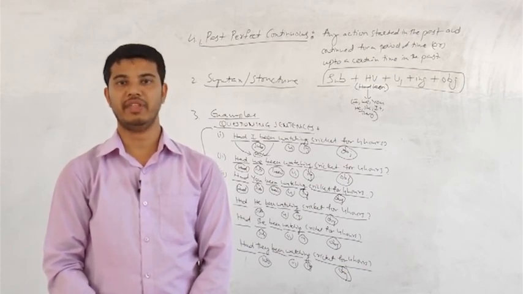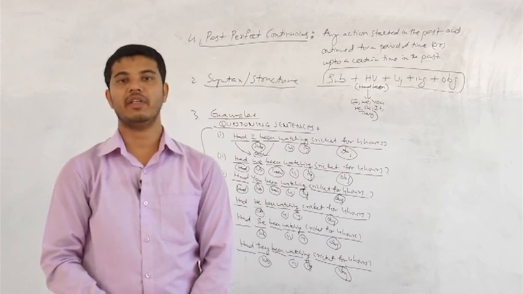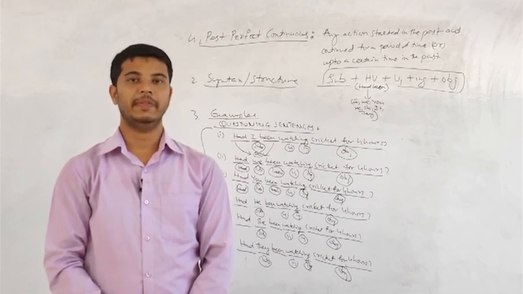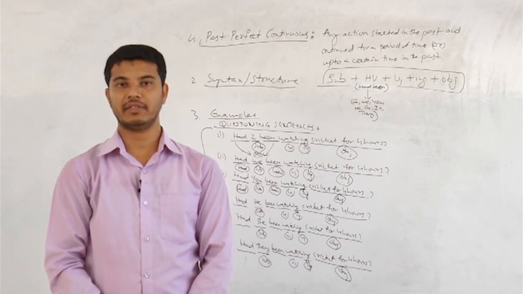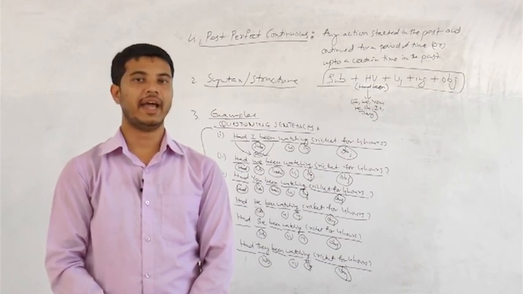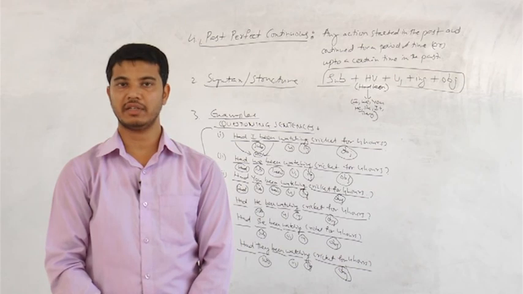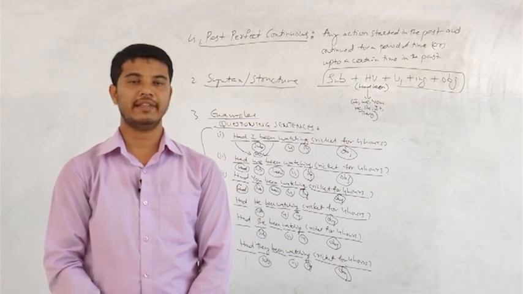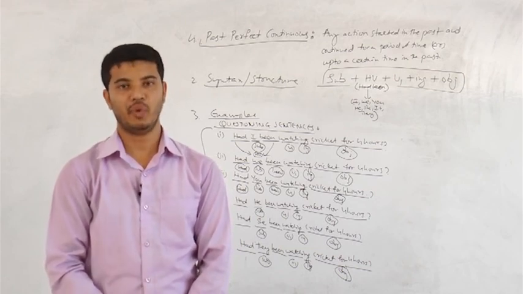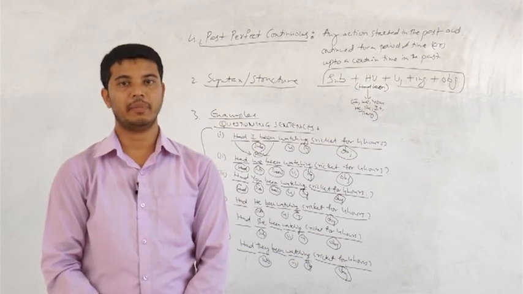Now let us go with they. Positive sentence: They had been watching cricket for 4 hours. Negative sentence: They had not been watching cricket for 4 hours. Questioning sentence: Had they been watching cricket for 4 hours? Now that's it all about past perfect continuous.